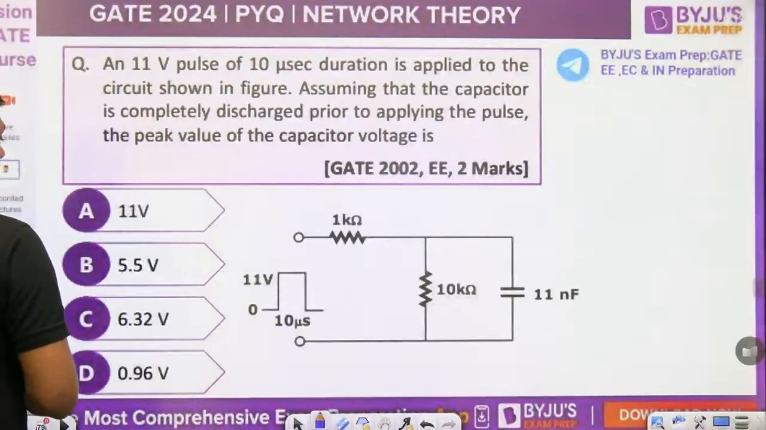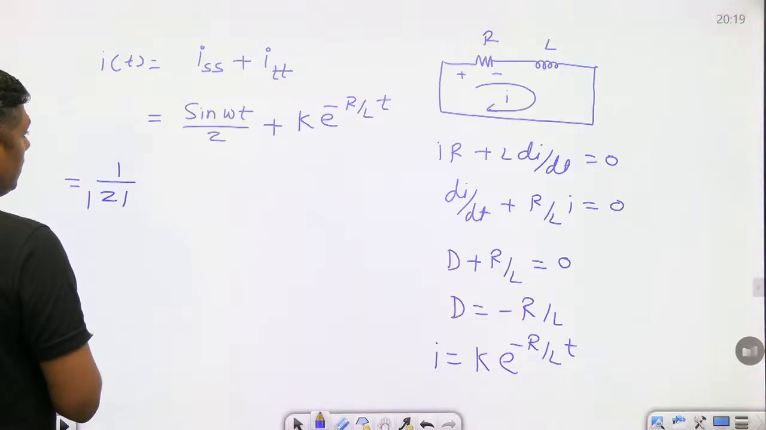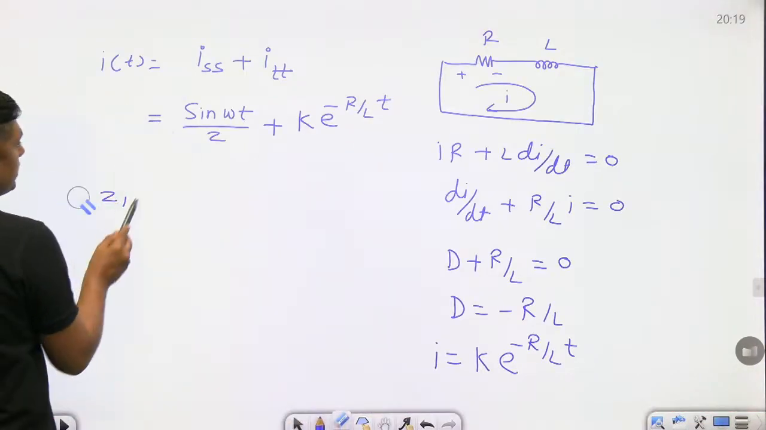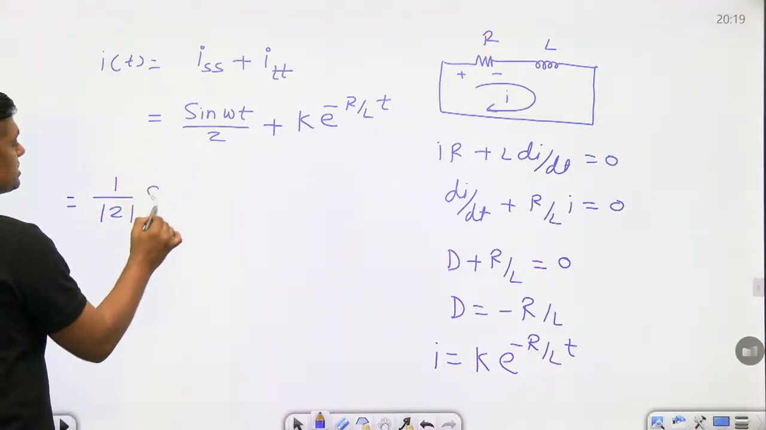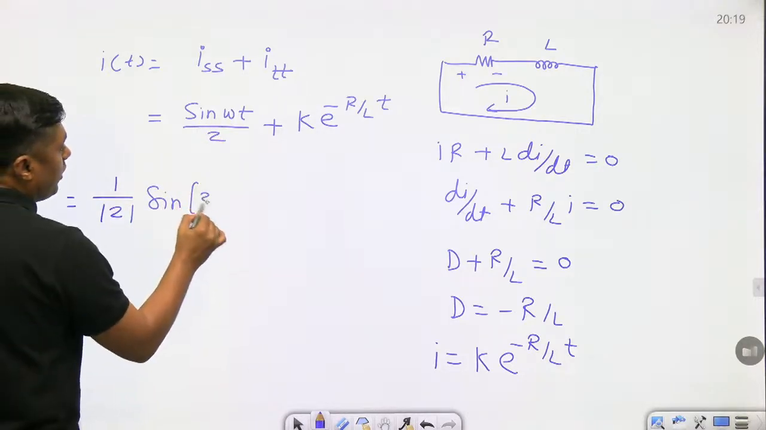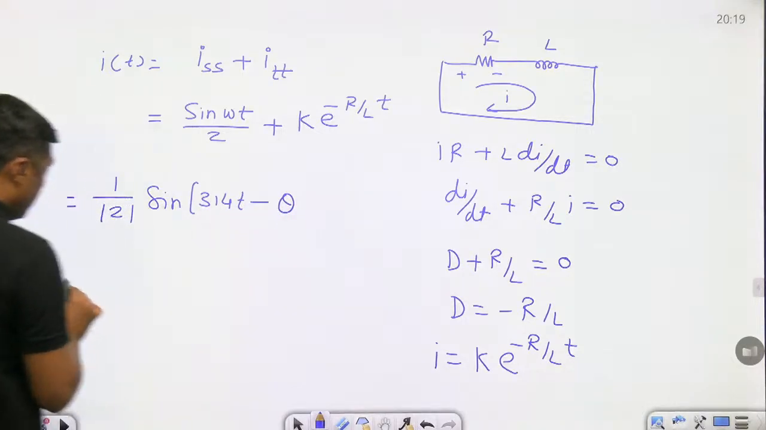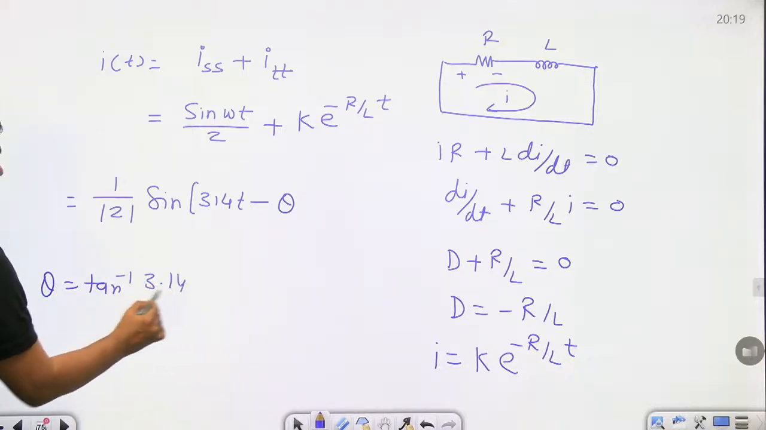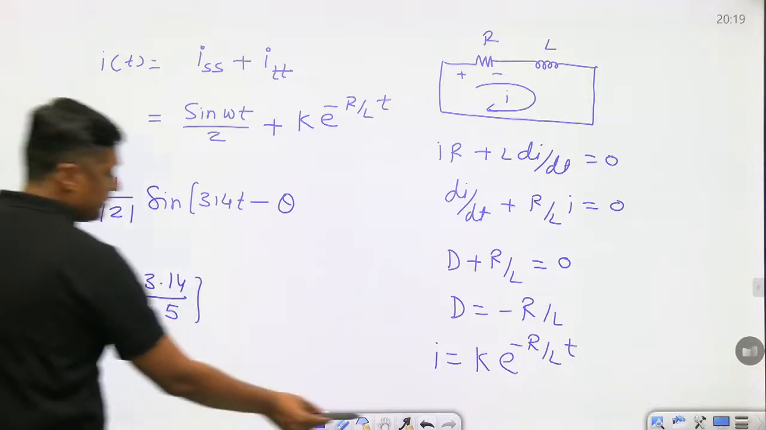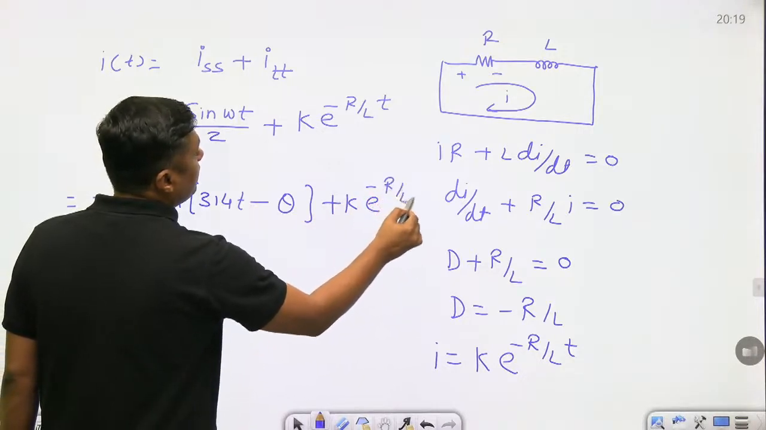Okay, so what is the solution here? 1 by mod of Z is the magnitude of sine of omega t, and we already have 314t minus theta. What is theta? Already I have given: tan inverse of 3.14 divided by 5. Plus k e raised to power minus R by L t, from which you can find the time constant.